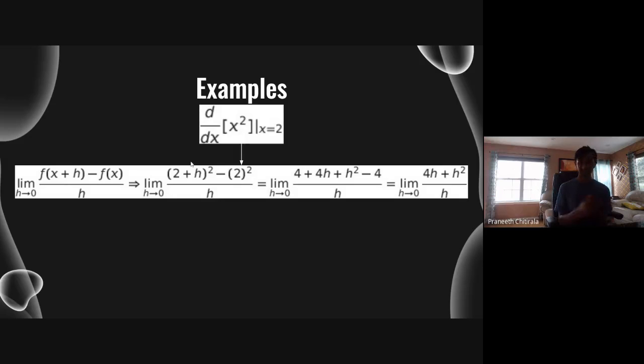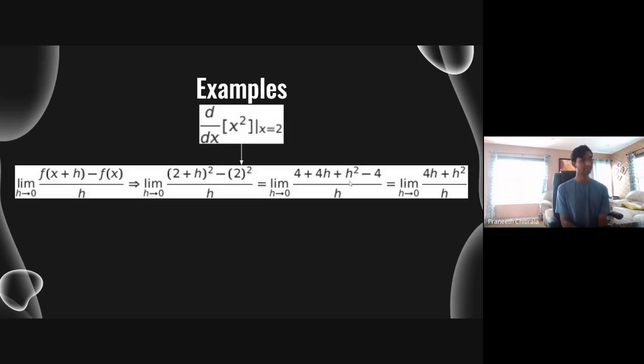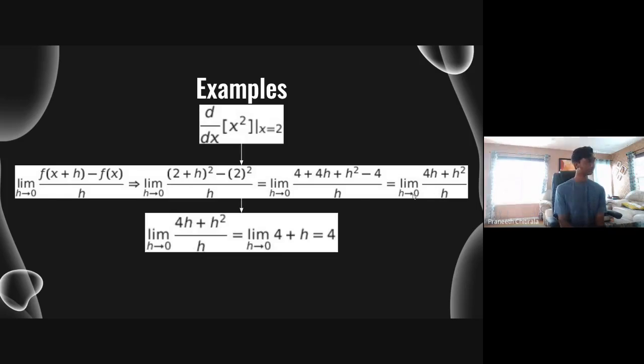And using the binomial, just expanding this binomial, you can get 4 plus 4h plus h squared minus 4, because 2 squared is 4, and (2 plus h) squared is 4 plus 4h plus h squared. So you can cancel the 4s out here. And you can see that the numerator and the denominator have a common factor of h. So you can simplify that and take out h from both the numerator and the denominator.